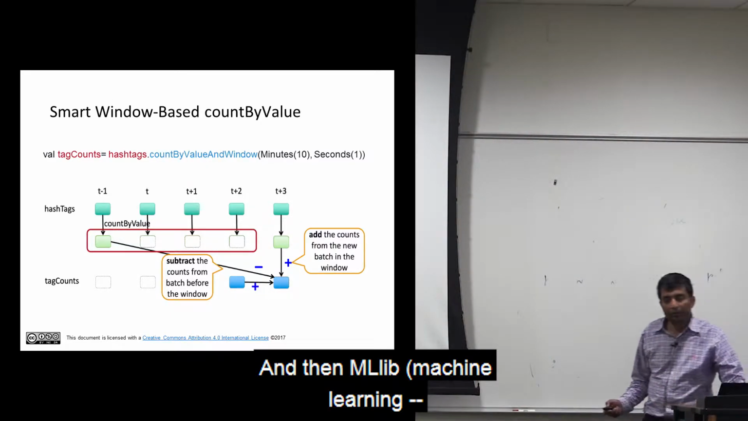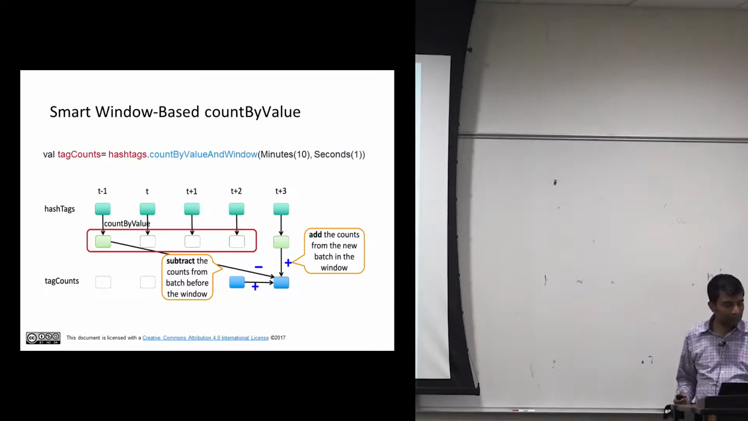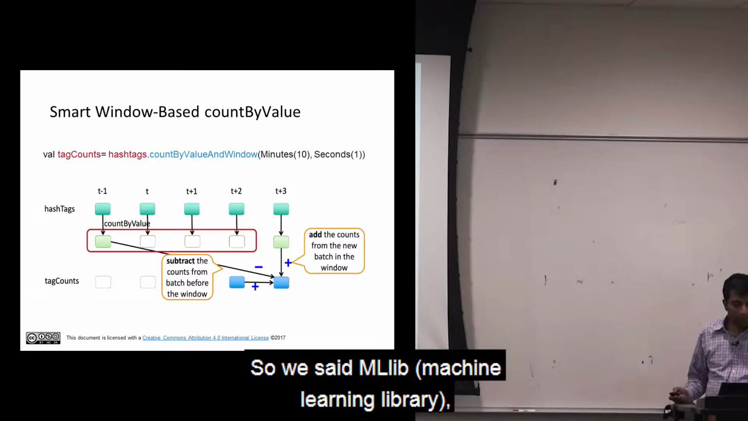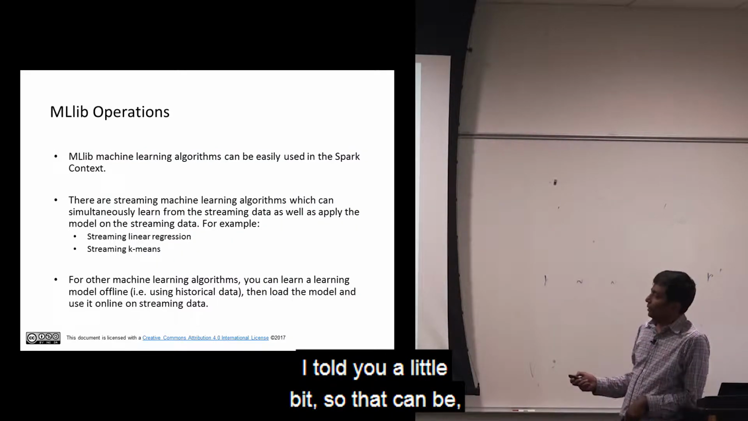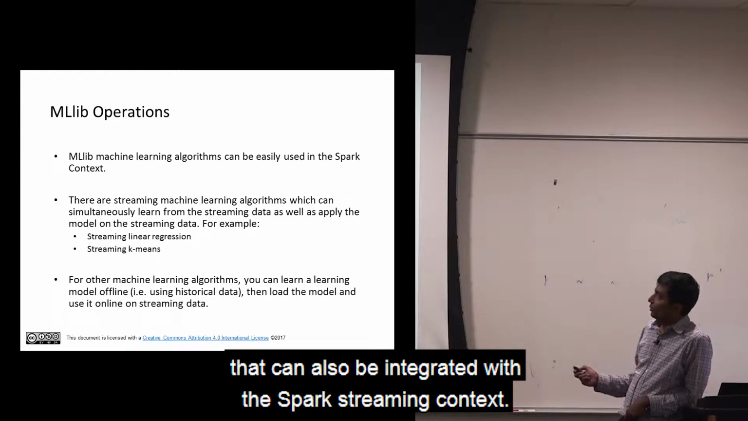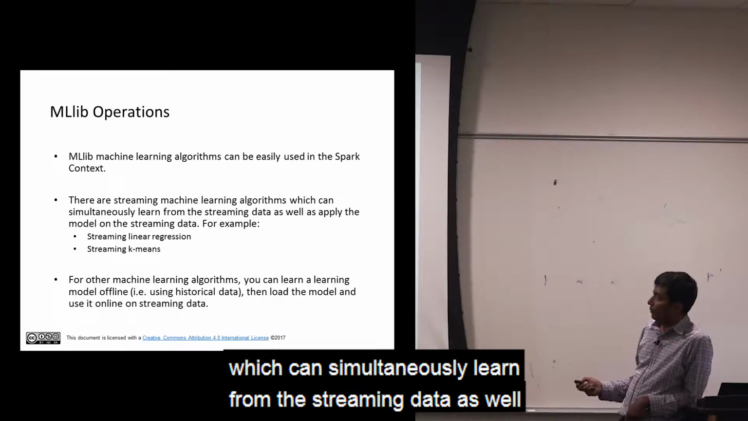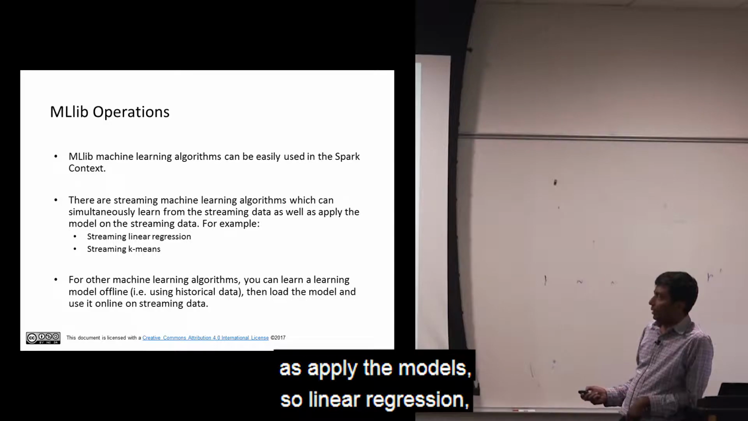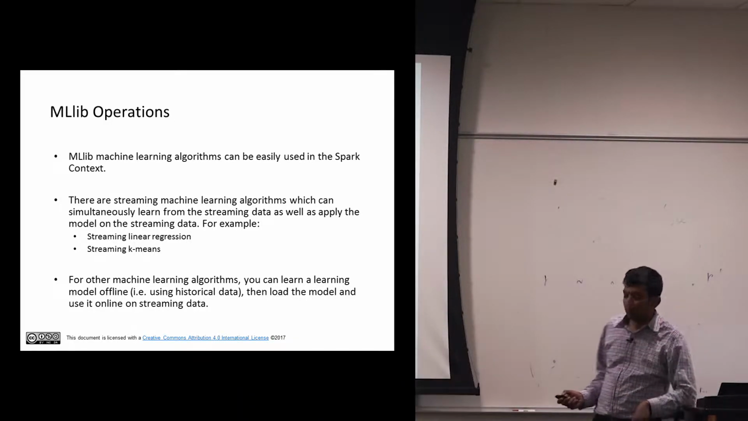And then MLlib, the machine learning library, I told you a little bit about. That can also be integrated with the Spark Streaming context. There are streaming machine learning algorithms which can simultaneously learn from the streaming data as well as apply the models. So linear regression, k-means, classification, all of this can be applied here.